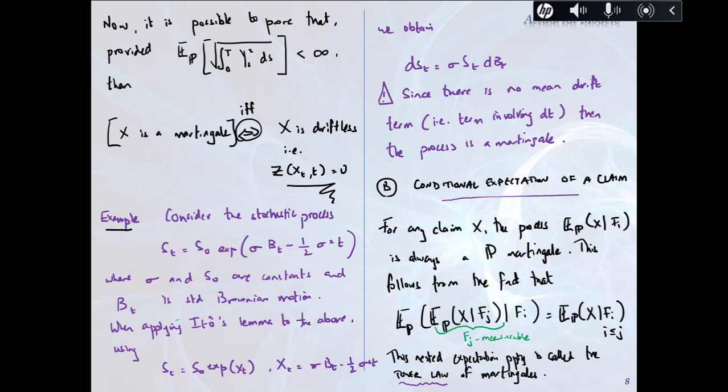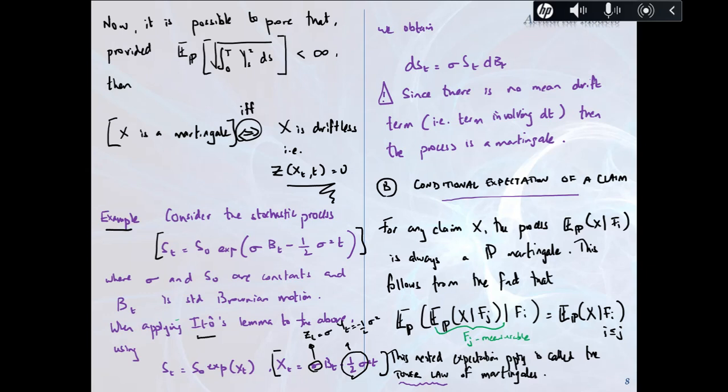Okay, so let's take, for example, the stochastic process St = S0 exp(σBt − ½σ²t), where σ is the constant volatility, S0 is the price known at time t0, and Bt is the standard Brownian motion. Now, if we take Xt equal to this, we will recall from the Ito lemma that I have given you that this will be Zt and this will be Yt. So Yt is equal to −½σ², Zt is equal to σ.